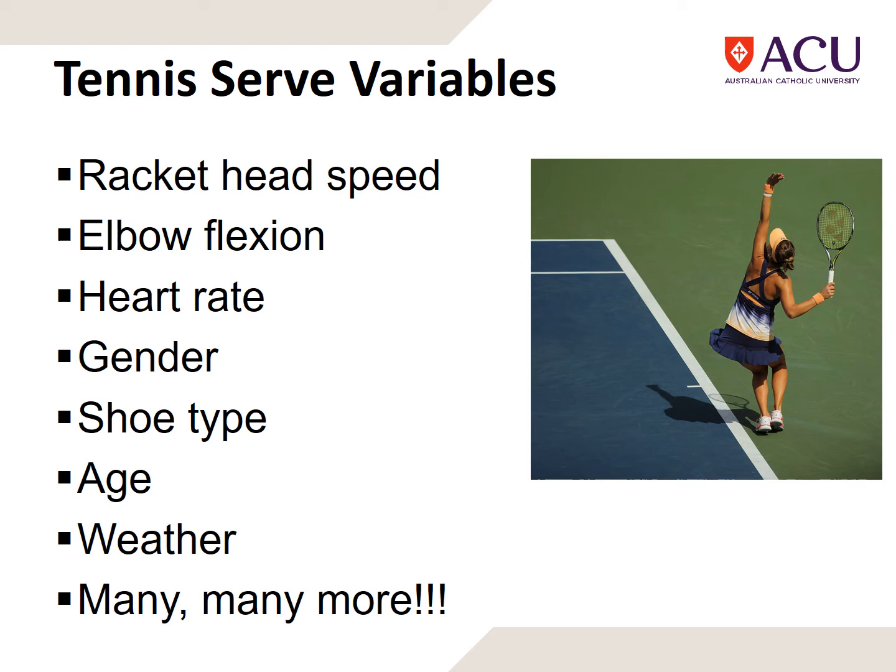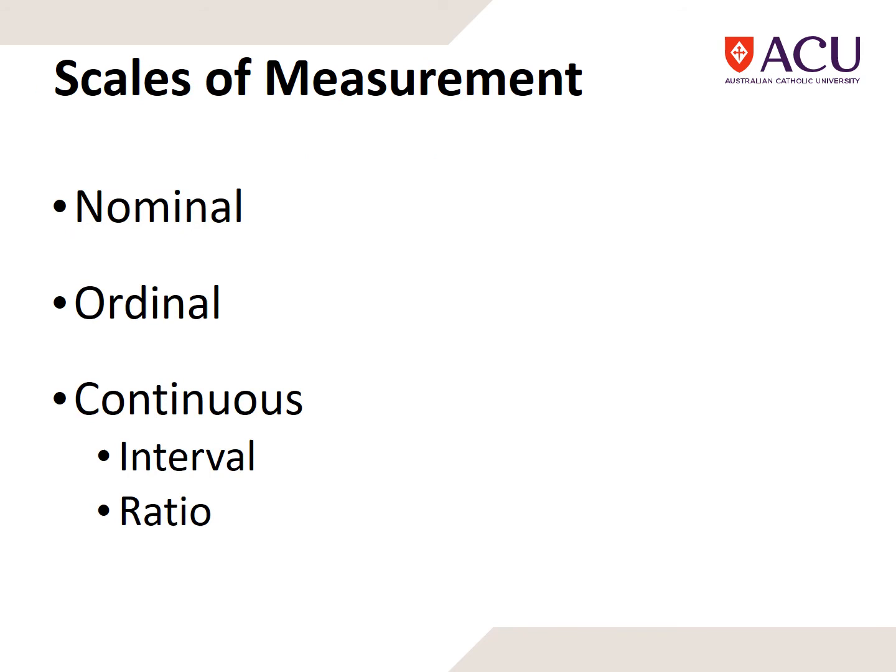So we're going to get a number if we measure racket head speed, for example. But if we measure gender, then it's just going to be in one of two different categories. So we can't really run an average on that. So how do we then think about these different variables? In its most basic form, we can think of variables or anything that we can measure in fitting into 3 scales of measurement. So nominal, ordinal, and continuous.